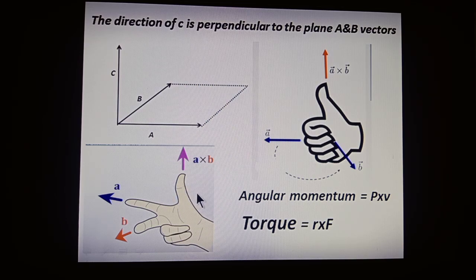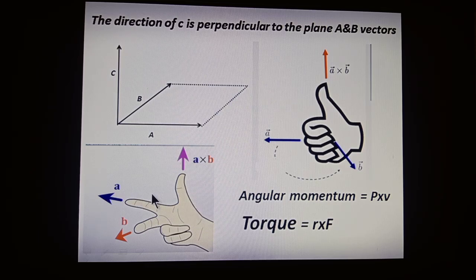Students, the example of vector product or cross product is angular momentum. That is a vector quantity, and it is the product of position vector and linear momentum. Second example is torque. Torque is a vector, and it is the product of moment arm and force. So these two are the examples of cross product.